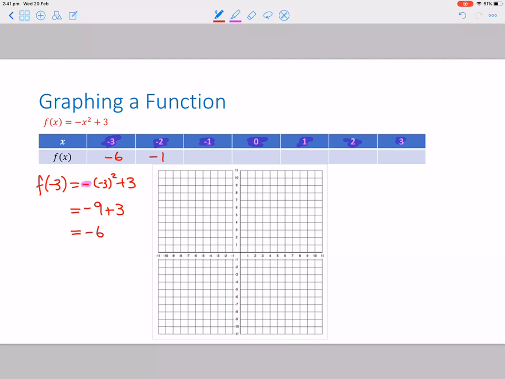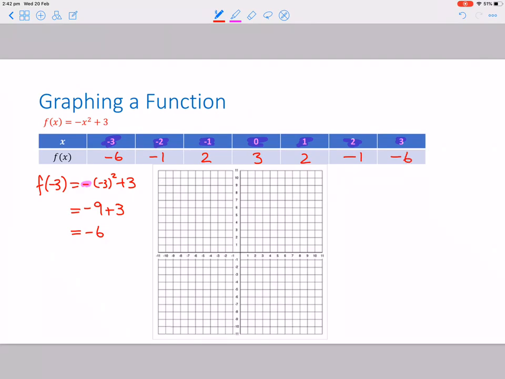Then -1 will give us -1 plus 3, and that is 2. And 0 will give us 3, because that will make it all 0. 1 will give us -1 plus 3, that's 2. 2 will give us -4 plus 3 is -1. And 3 will give us -9 plus 3, which is -6.